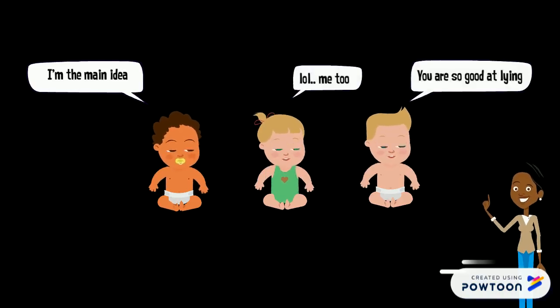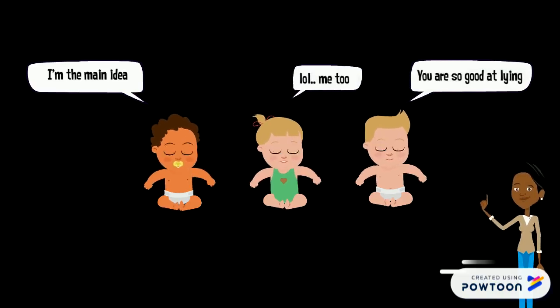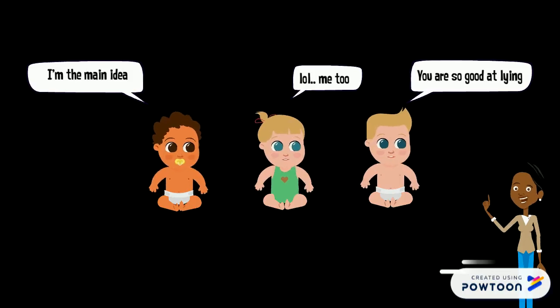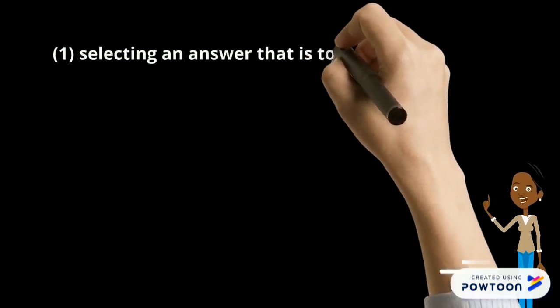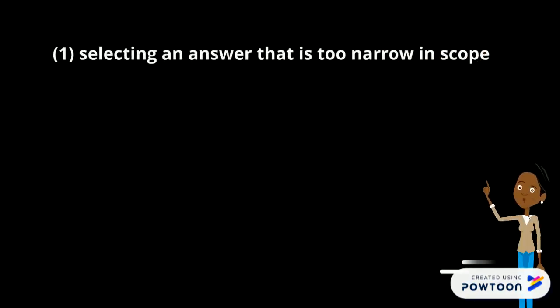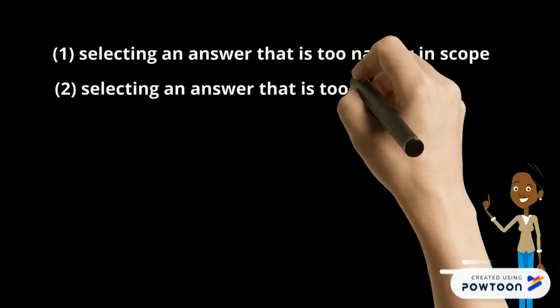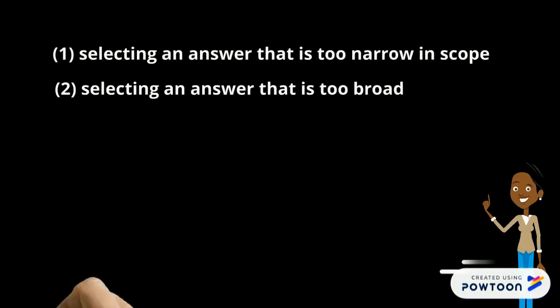By reading the passage thoroughly using the strategy previously mentioned, you can avoid making these three common mistakes. 1. Selecting an answer that is too narrow in scope. 2. Selecting an idea that is too broad. Or 3. Selecting an idea that is complex but contrary to the main idea.